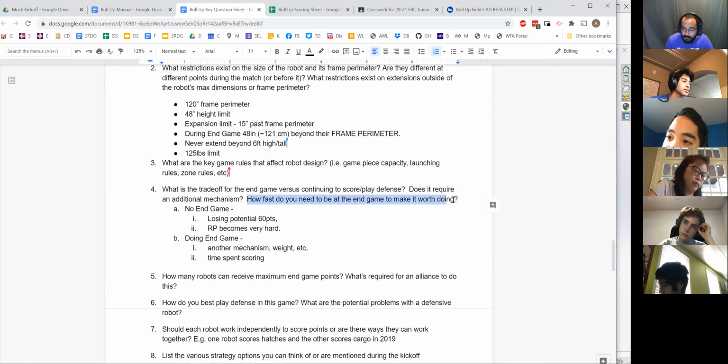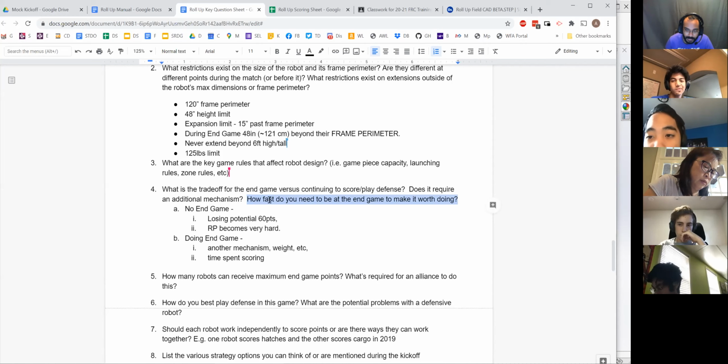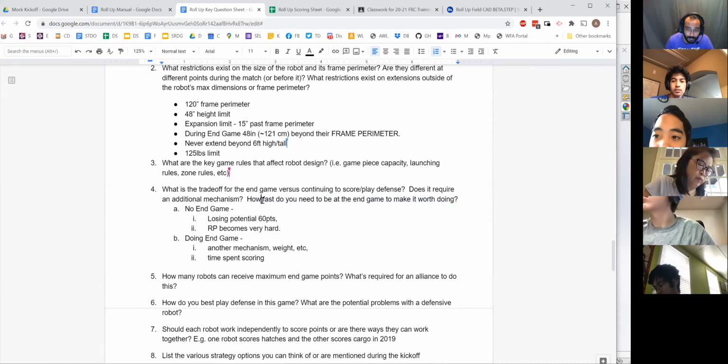How fast do you need to be at the end game to make it worth it? This is a much harder question that we probably can't answer yet because we don't know how fast anything is yet, right? But basically, we need to not be able to score more than 60 points in the same amount of time that it would take to do the end game. And we have to figure out what the value of that RP is, right?